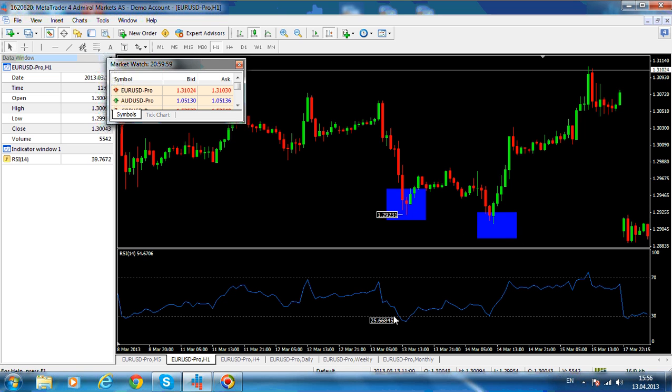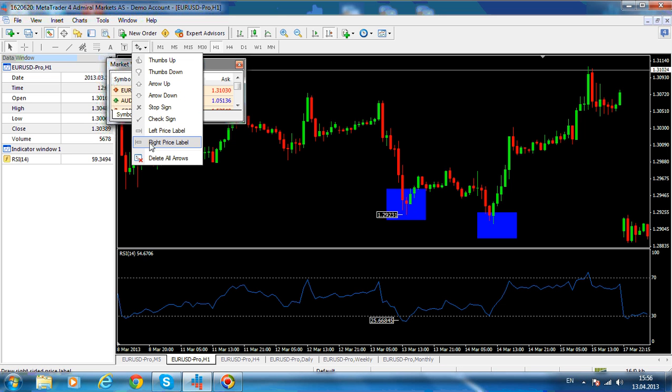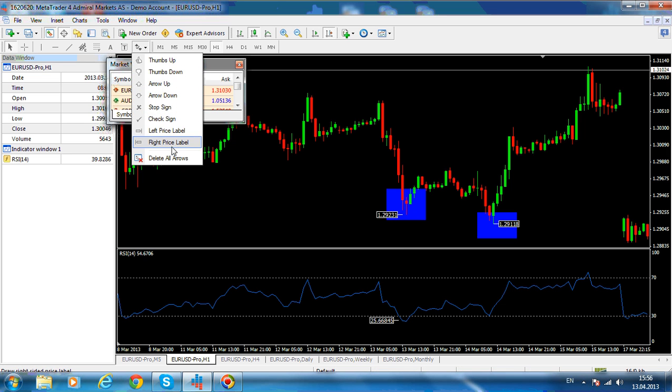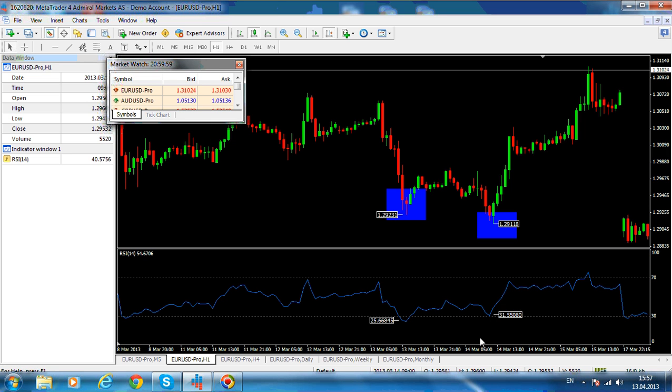But look at the oscillator, look at the relative strength index. If you put a number on it, and let's pick now the right price label, and the low in here is 129.11, so 129.11 lower than 129.23, but the oscillator value at this moment of time is actually 31.55. So 31.55 is higher than 25.66. So there you go, you have a divergence between the price and the oscillator, and that should be a bullish sign in this case, because the divergence is on the lower part, on the part considered to be oversold.